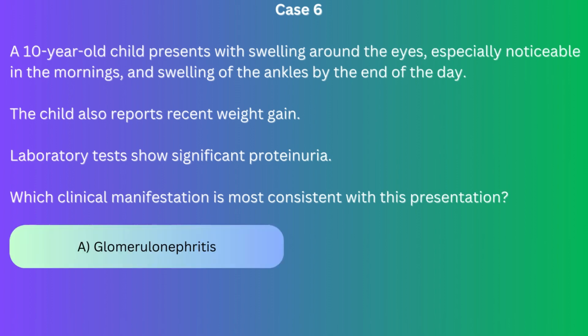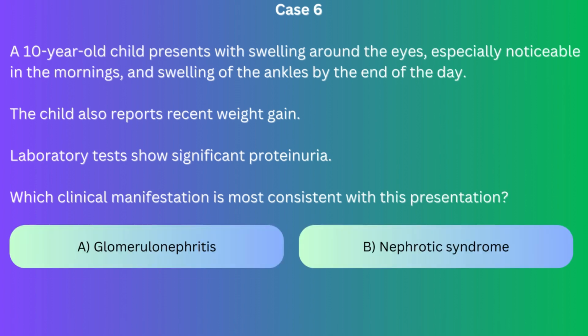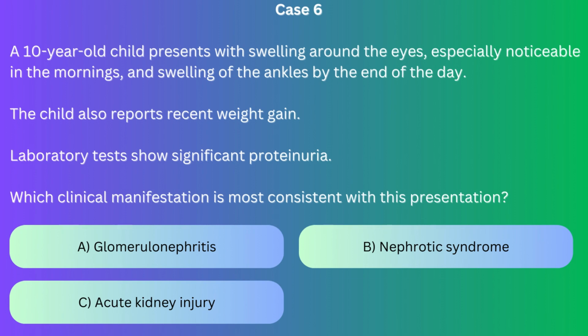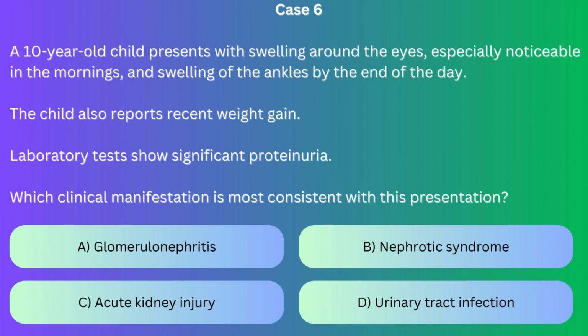A. Glomerulonephritis, B. Nephrotic syndrome, C. Acute kidney injury, D. Urinary tract infection. The correct answer is B. Nephrotic syndrome is characterized by periorbital edema and ankle swelling due to fluid accumulation, consistent with the child's presentation. The significant proteinuria supports this diagnosis.